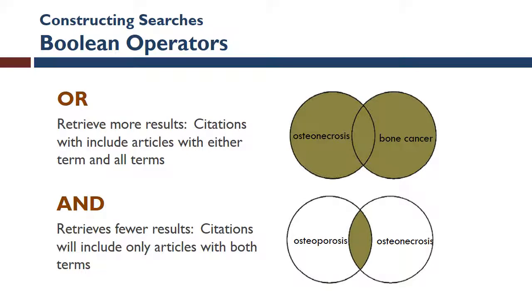And is used to connect concepts and gives you a smaller set of results. For example, if I search for osteoporosis and osteonecrosis, I'll retrieve only those articles that contain both terms.